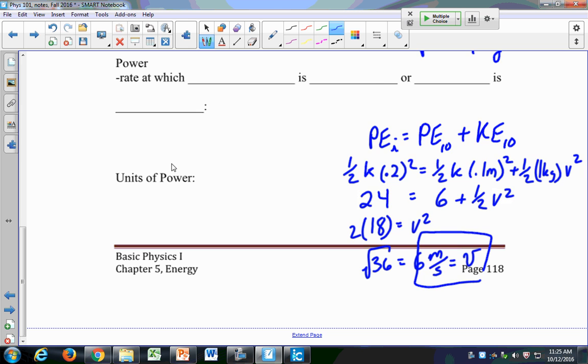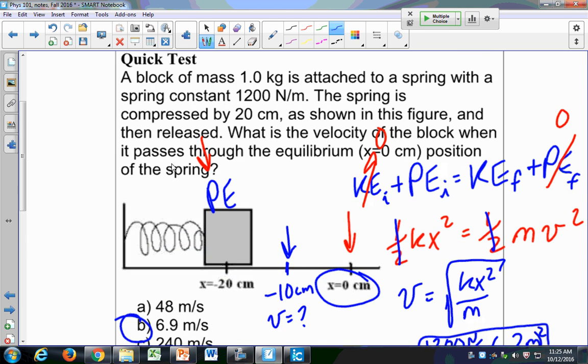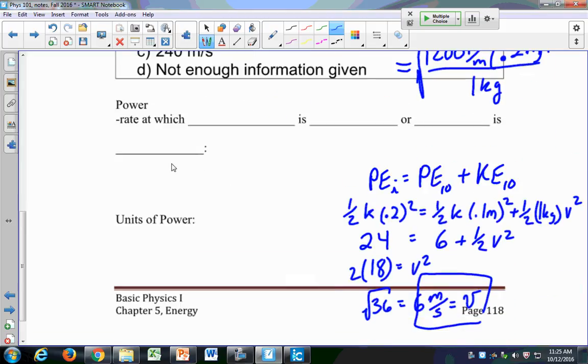I think this is the last thing. You're not going to see a whole lot of power on the exam, but you'll probably see one question that'll just require you to do a simple calculation or just to define what power is.